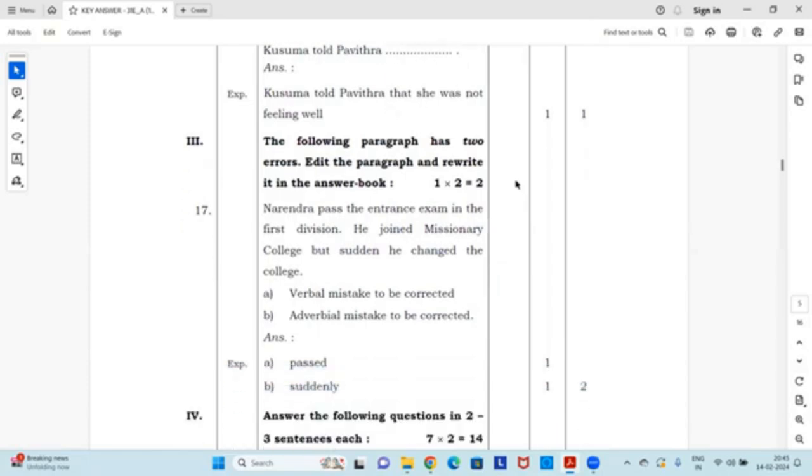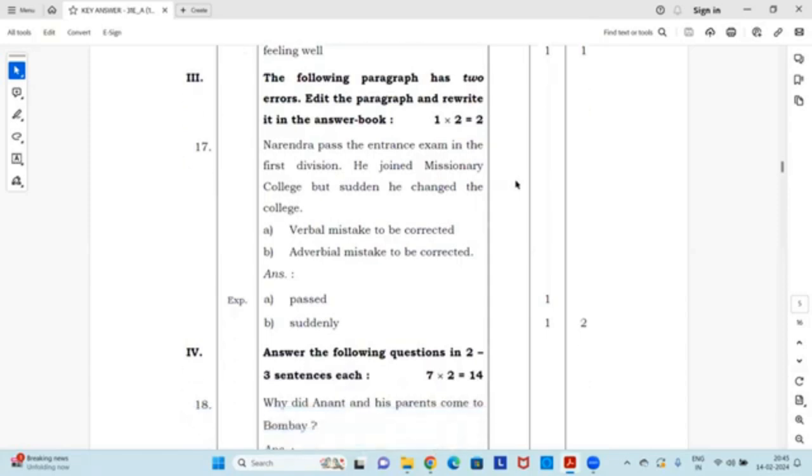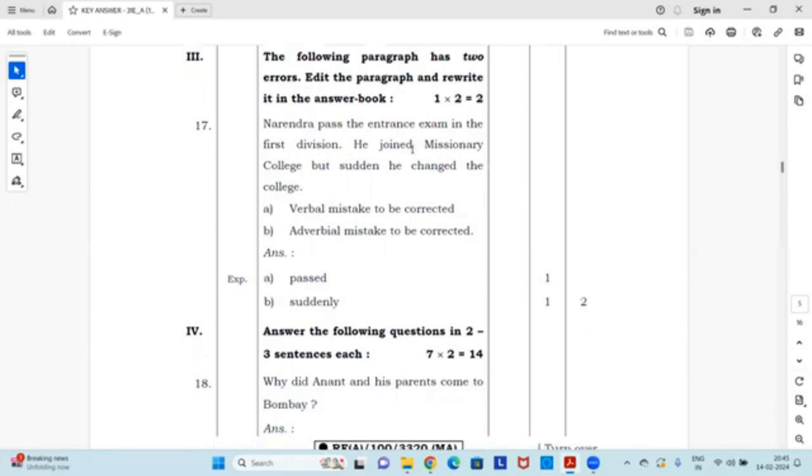Okay, next. Third one. The following paragraph has two errors. Edit the paragraph and rewrite it in the answer book. So you have an error in this sentence. You need to correct it and write the correct word. What is the error? You have to mention that also and the corrected word also should be written. So the sentence is Narendra passed the entrance exam in the first division. He joined missionary college but sudden he changed the college.